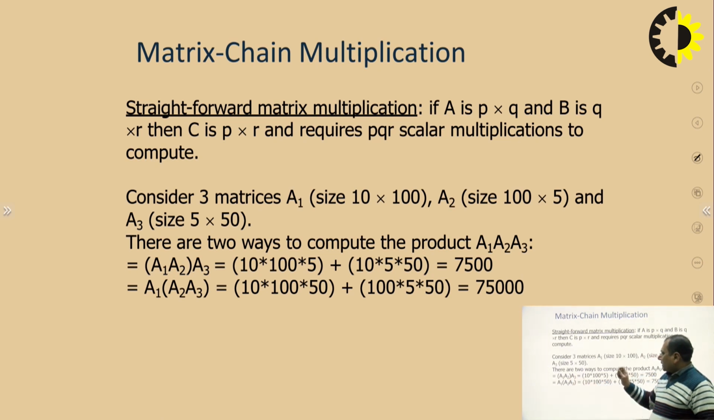So the scalar number of multiplications is PQR. So it is 10 into 100 into 5 plus 10 into 5 into 50. So it is 7500 in the first case. And if we are going to multiply A2, A3 first, and after that the product of A2, A3 with A1, so we will have 75,000 scalar number of multiplications.